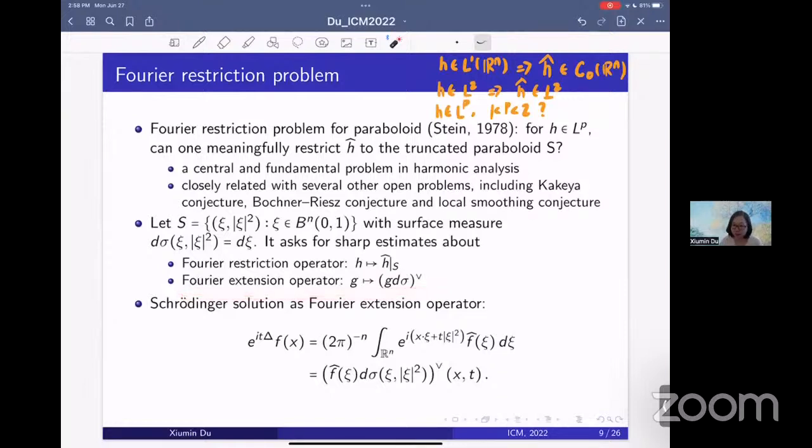Now recall Schrödinger solutions. e^{itΔ}f(x) is given by this integral, and we can write it as the inverse Fourier transform of the surface measure, f hat dσ, on the paraboloid. So the Schrödinger solutions can be viewed as the Fourier extension operator over the paraboloid. And the progress on this Fourier restriction conjecture gives us important tools for solving the pointwise convergence problem of Schrödinger solutions.